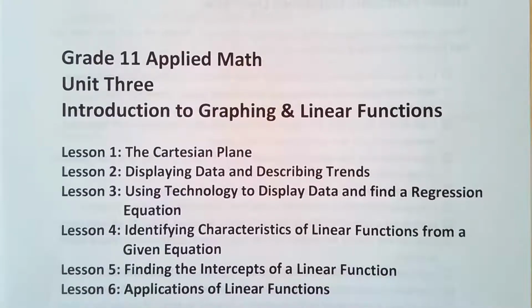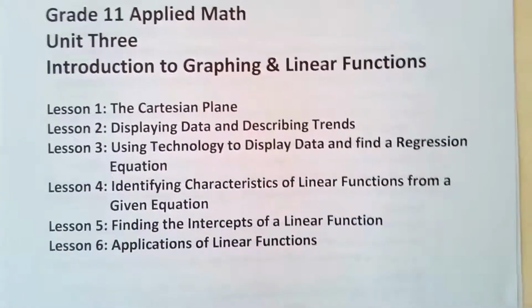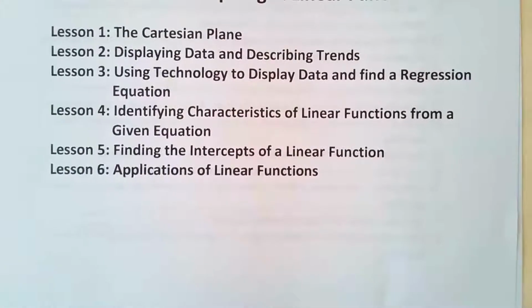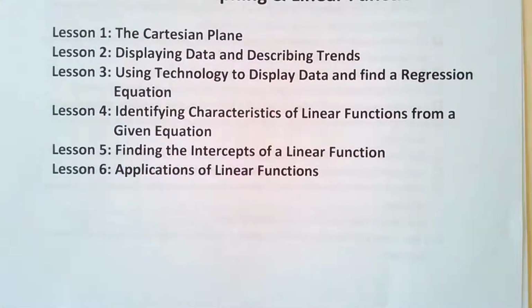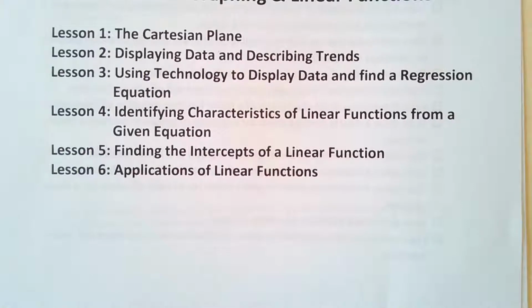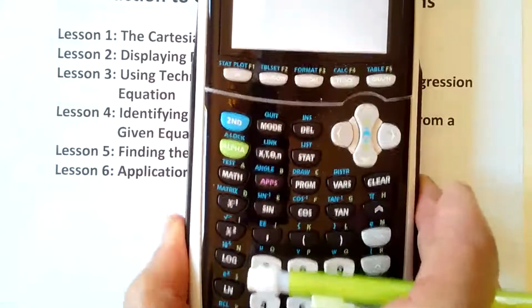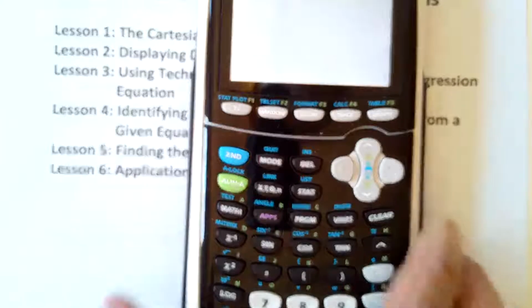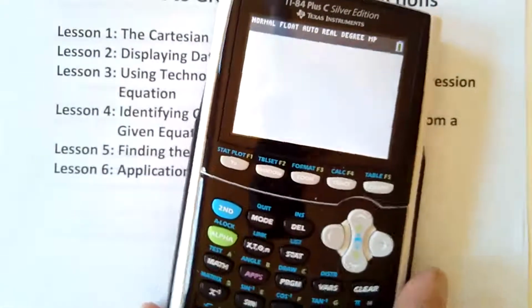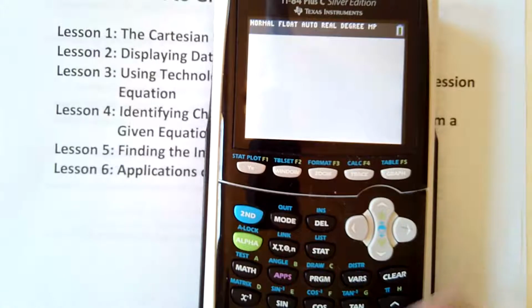Lesson 2, we're looking at displaying data and describing trends. Lesson 3, using technology to display data and find a regression equation. Now, at this point, lesson 3, you'll be introduced to the graphing calculator. Now, you don't need to buy any of these. If you're in the classroom, you get one to use in the classroom.